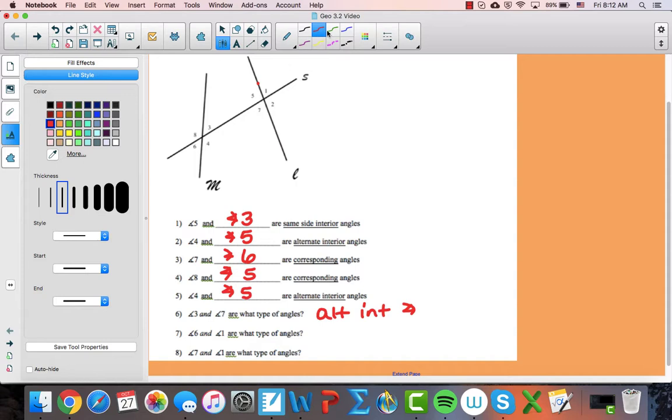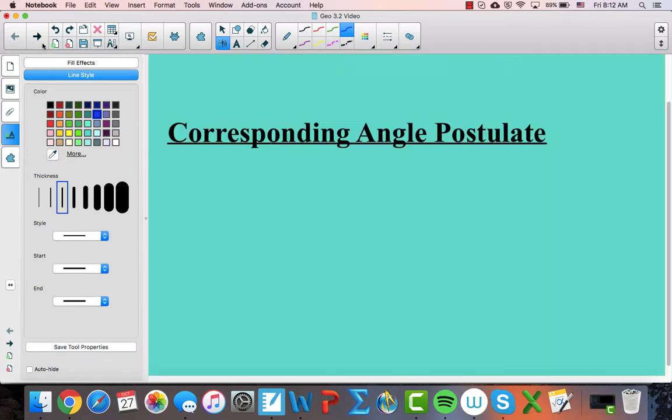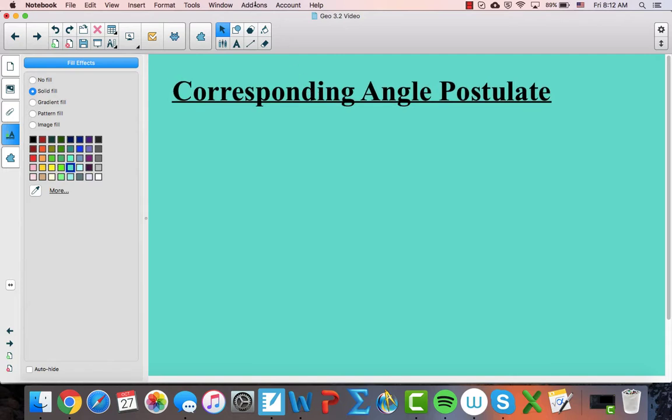two lines being cut. 6 and 1 are, we actually did not review these that much, but these are called alternate exterior angles. And 7 and 1, we still know those are vertical angles. And we know that vertical angles are congruent by the vertical angle theorem. Okay, but today what we're going to talk about is special things that happen to these angles if the two lines are parallel. Okay, so first we're going to look at something called the corresponding angle postulate.